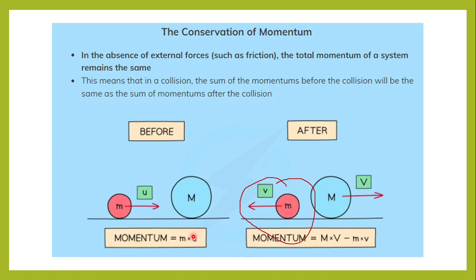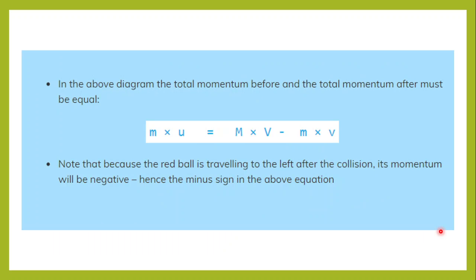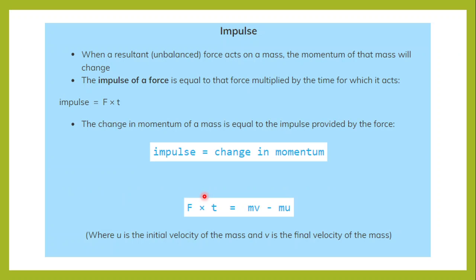Moving forward, note that because the red ball is traveling to the left after the collision, its momentum will be negative, hence the minus sign in the equation. Now, impulse. When a resultant force acts on a mass, the momentum of the mass will change. The impulse of a force is equal to the force multiplied by the time for which it acts, and it is also equal to the change in momentum. So F multiplied by t is equal to mv minus mu, where u is the initial velocity and v is the final velocity. This is it for this topic.